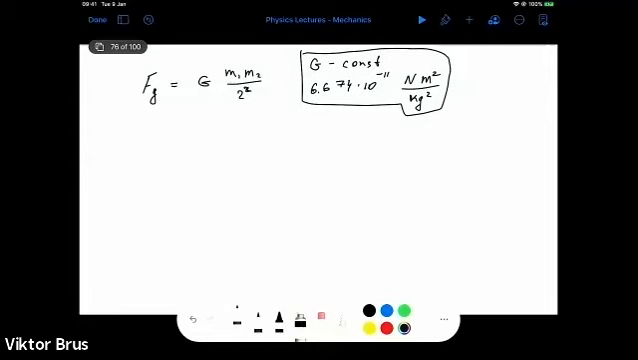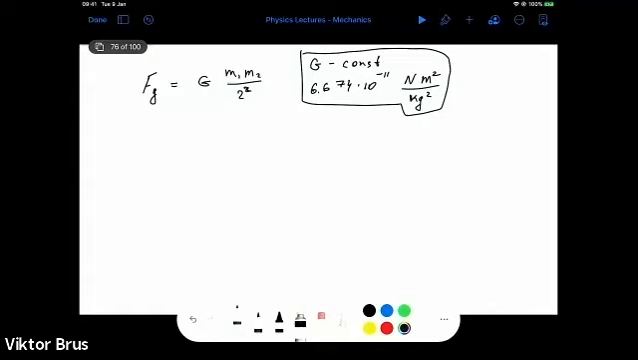But what is interesting, the main conclusion from this equation, first of all, is that the gravitational interaction between two bodies is proportional to the masses of these bodies, so we have the product of m1 and m2, and inversely proportional to the square of the distance between the bodies. So gravitational interaction decays quite rapidly with increase of the distance between bodies.